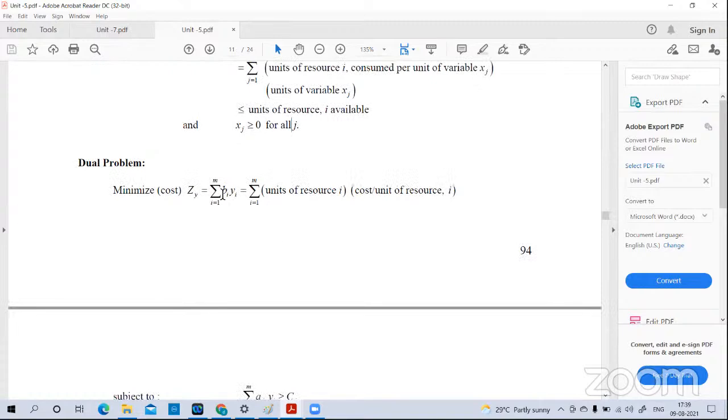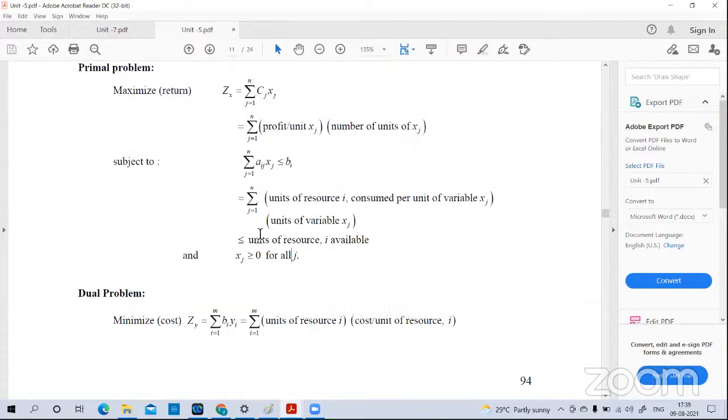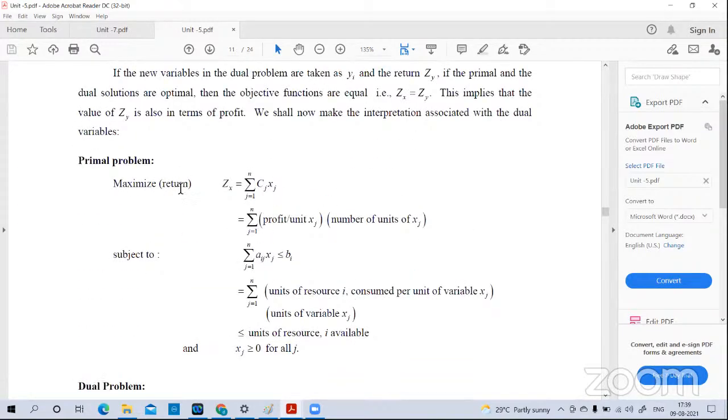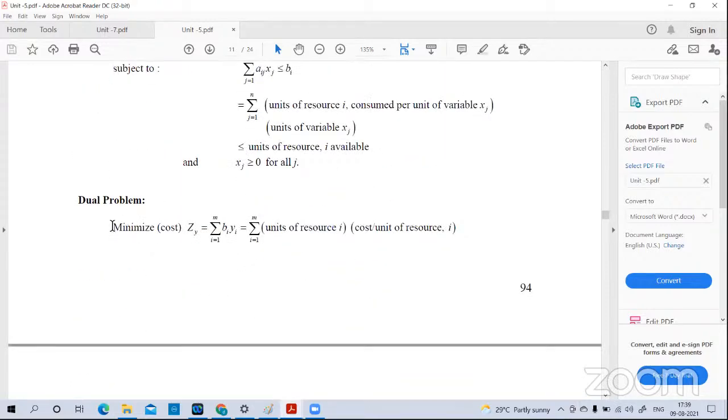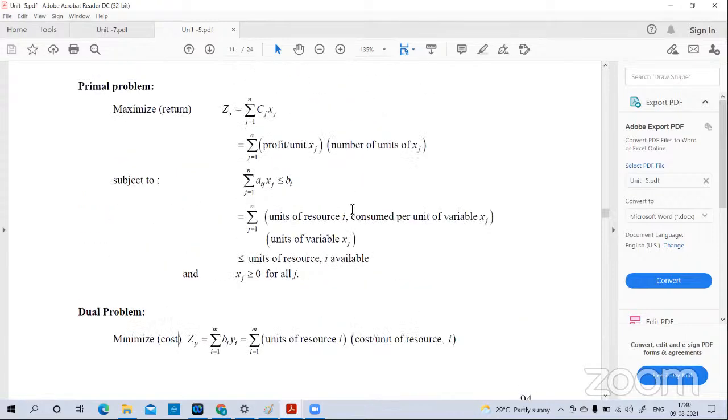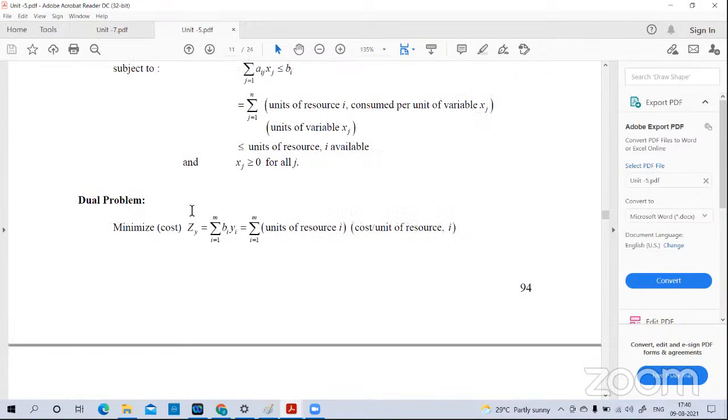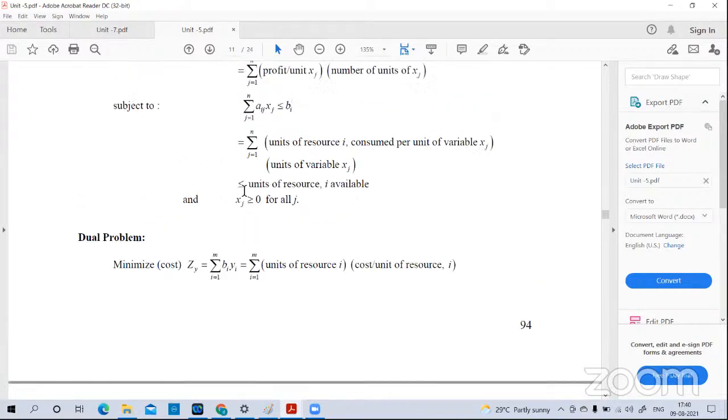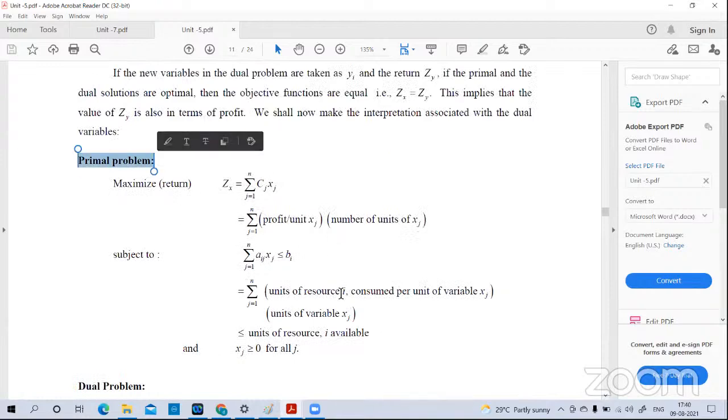Similarly, if you apply the dual problem, maximization of Z becomes minimization of Z. In the primal, it is the maximum return I am expecting. Here in the dual, it is the minimum expenditure I am expecting. So it is returns I want, or cost I want to reduce. In both cases the situation is the same, so I will check by the dual and by the primal, and both cases will be the same.